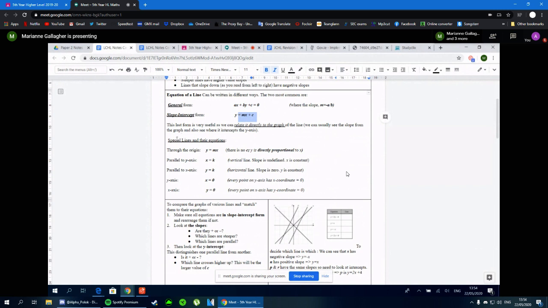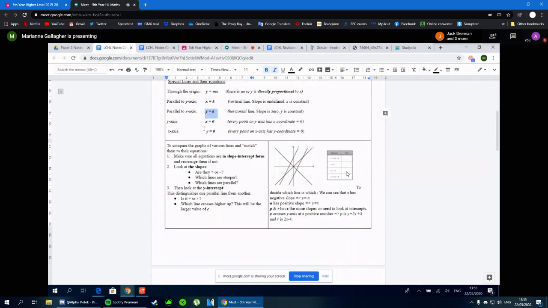And then just be aware of special lines. If a line goes through the origin, then it contains the point (0, 0). So if you sub in 0 for x, you get 0 for y. So there's no c. c would be 0. Okay. Anything parallel to the y-axis, you just have x equal to a constant. Parallel to the x-axis, y is constant. That makes sense? That's your vertical and horizontal lines. And the equation of the y-axis itself is x equal to 0, because that's what every point on the y-axis has, and the x-axis is y equal to 0.